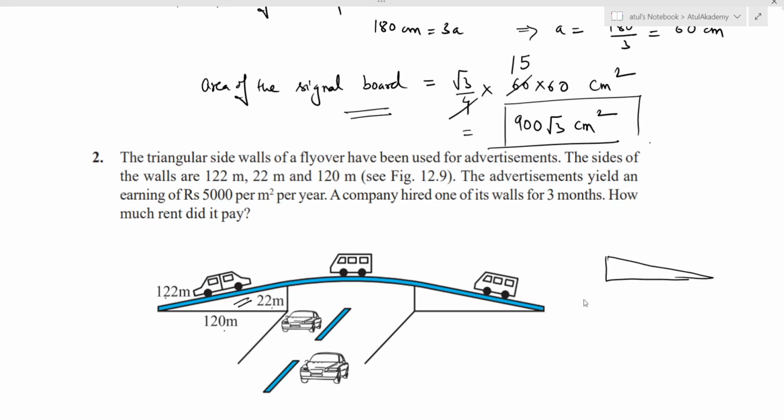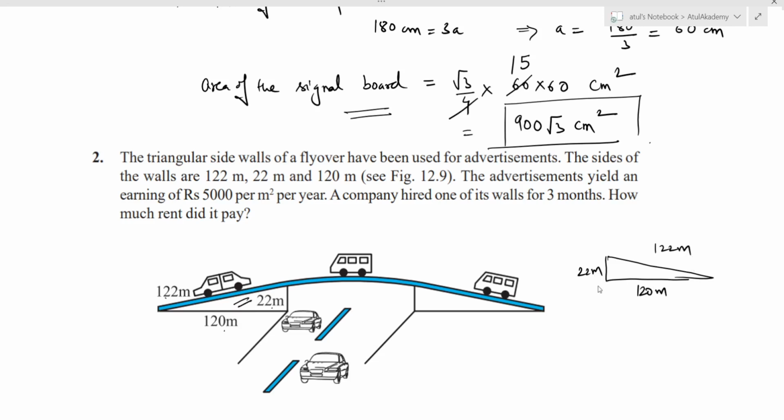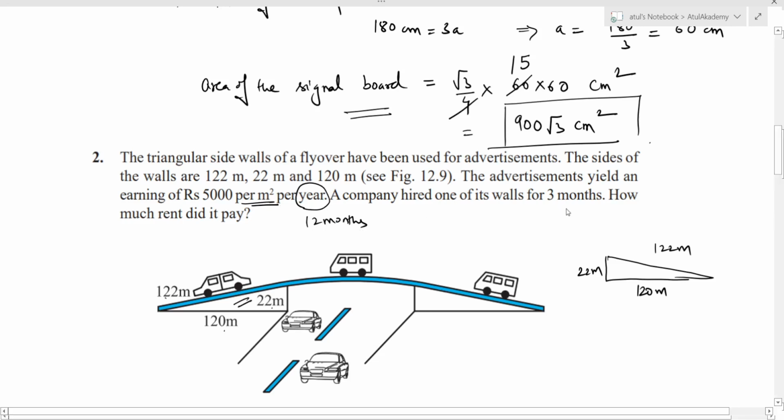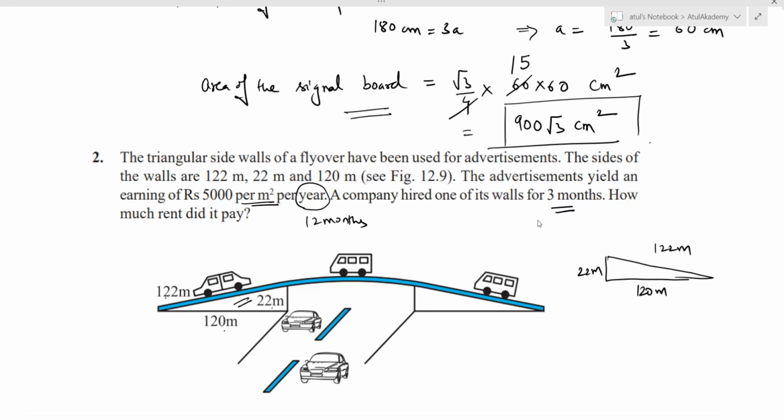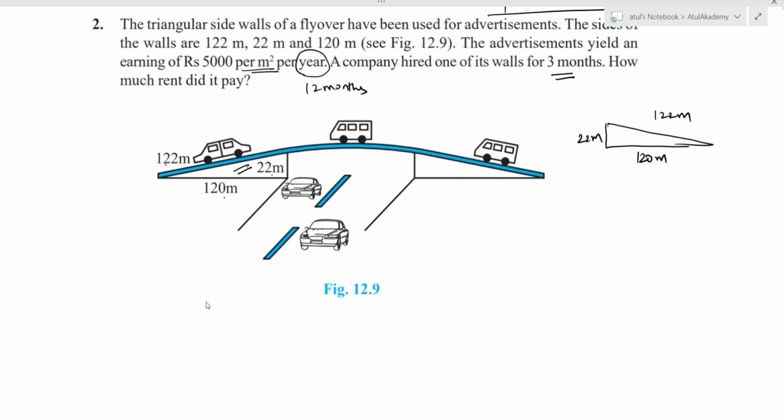Fine. And the dimensions are, it's 120 meter, that's 22 meter, and that's 122 meter. Only this is being used for 3 months only. The rent here is given for the whole year, meaning for 12 months. We need to use it only for 3 months and calculate the rent, how much it has to pay. So to calculate the rent, first we need the area of this triangle. Let us first calculate the area of the triangle.